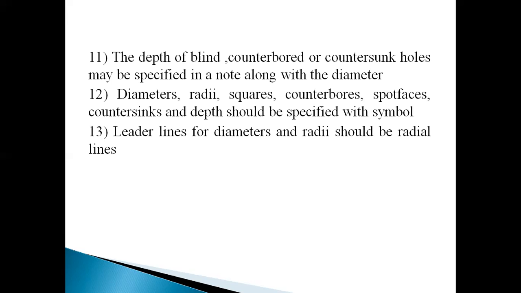Depth of blind, counterbore, or countersunk holes may be specified in a note along with the diameter. Diameters, radii, squares, counterbores, spot faces, countersinks, and depth should be specified with symbol. Leader lines for diameters and radii should be radial lines. Dimensions should be arranged to provide required information for optimum readability.